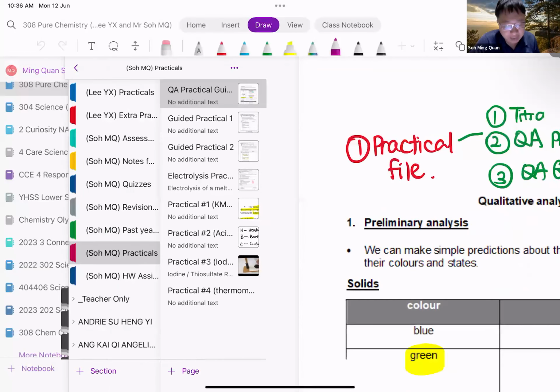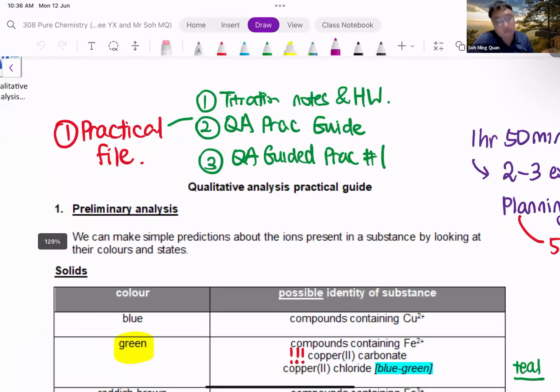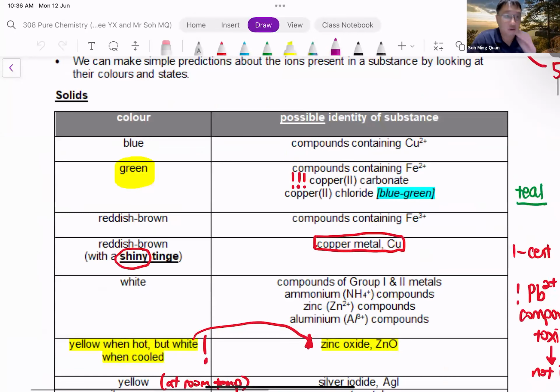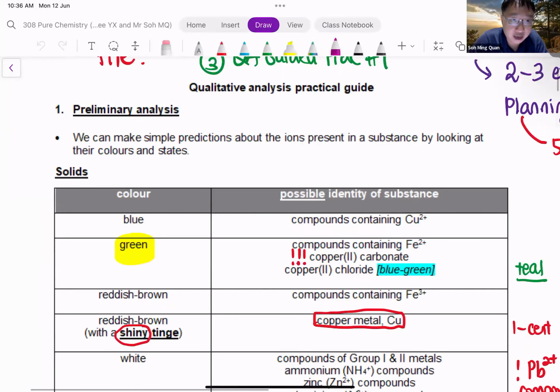Okay, so last year, I gave out the QA practical guide. I've gone through the QA practical guide. My group, I think you would definitely have this in hard copy. I hope you still have it in your practical file. Please maintain a practical file, and this should be one of the most important things in it. Beyond learning the test for every single ion, you will need to memorize this practical guide.